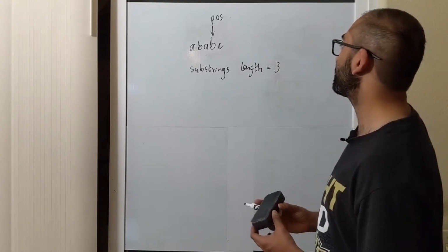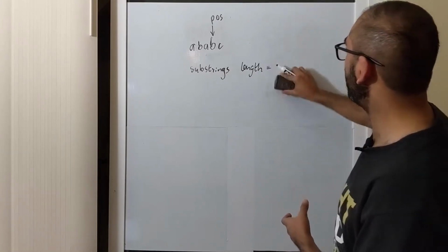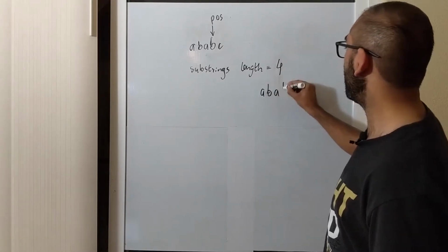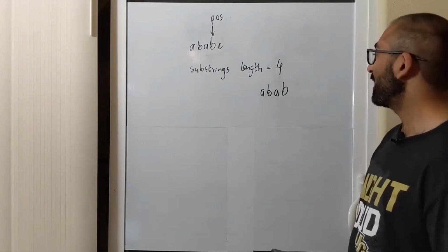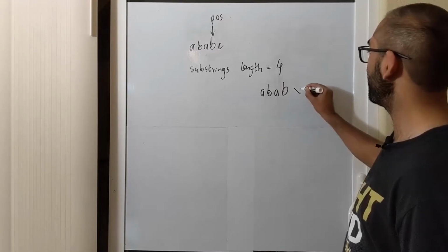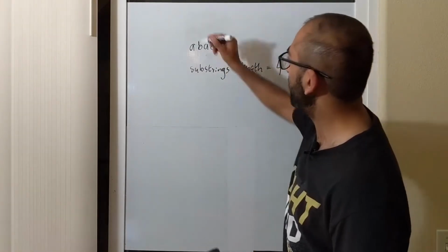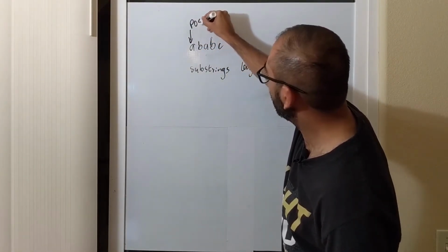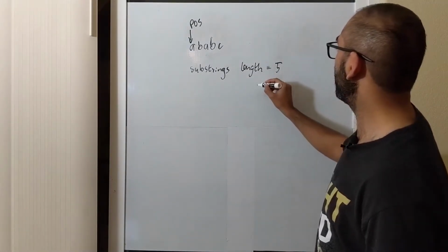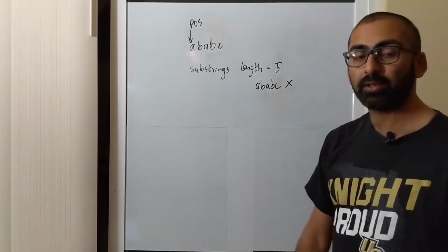Okay, we are not done yet. Let's do length 4. What happens when you do length 4? A, B, A, B. Is that a palindrome? I mean, it kind of looks like a palindrome, but it's not really a palindrome. So it's not a palindrome. So we scrub that out. Oh, position was back at A, by the way. Okay, and then finally we do length of 5, and we get A, B, C, which is not a palindrome.